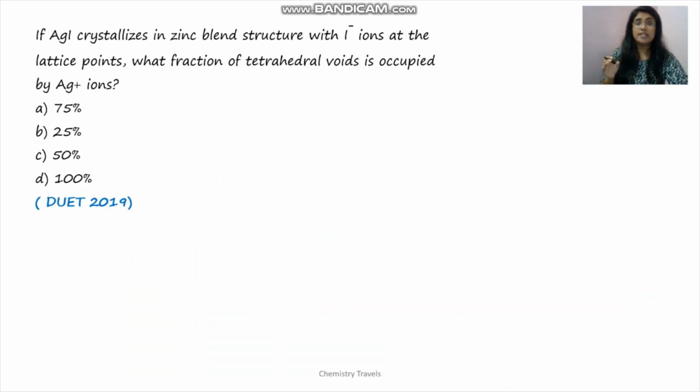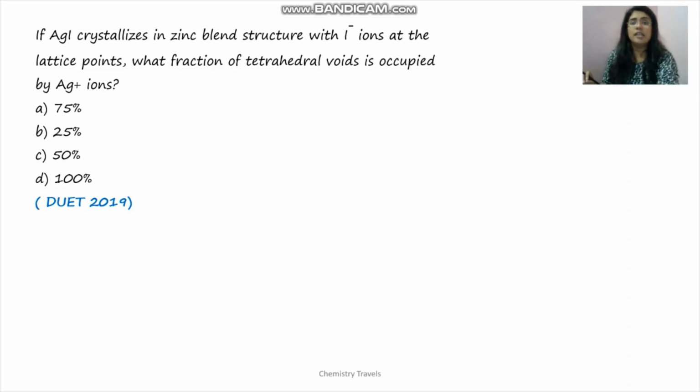In the third question, they've told that AgI crystallizes in a zinc blende structure with I- ions at the lattice points. And what is the fraction of tetrahedral voids occupied by Ag+ ions? The percentage, this is what they have asked. What fraction of the tetrahedral voids are occupied by Ag+ ions if AgI has a structure similar to that of zinc blende? Now, this was a Delhi University entrance exam question from the 2019 paper.